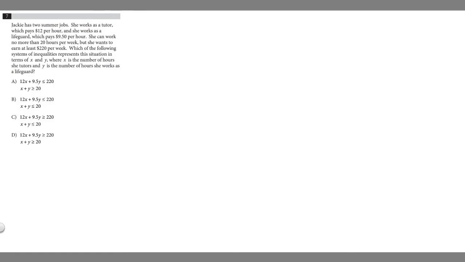So in this problem, we're told that Jackie has two summer jobs. She works as a tutor, which pays $12 per hour, and she works as a lifeguard, which pays $9.50 per hour. She can work no more than 20 hours per week, but she wants to earn at least $220 per week. Which of the following systems of inequalities represents this situation in terms of x and y, where x is the number of hours she tutors and y is the number of hours she works as a lifeguard?